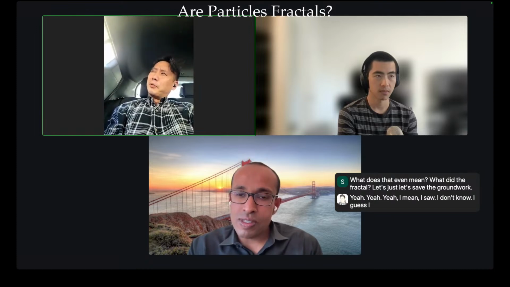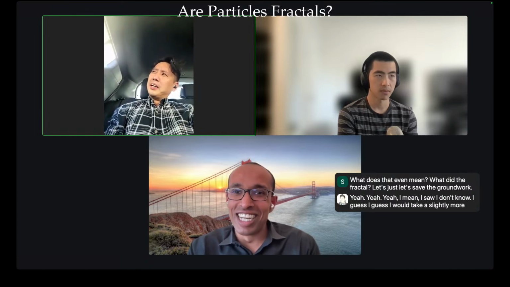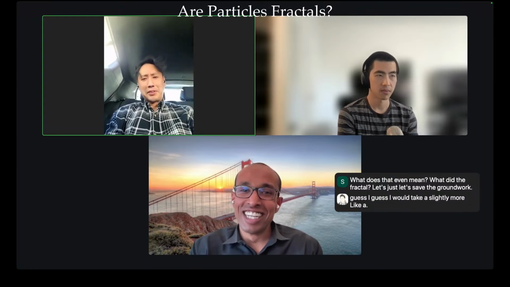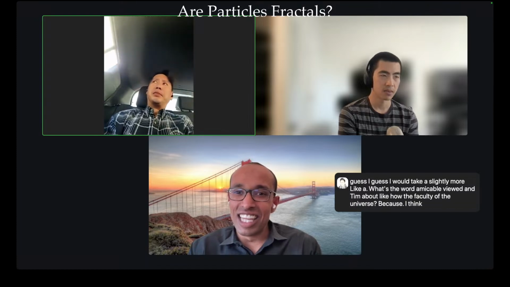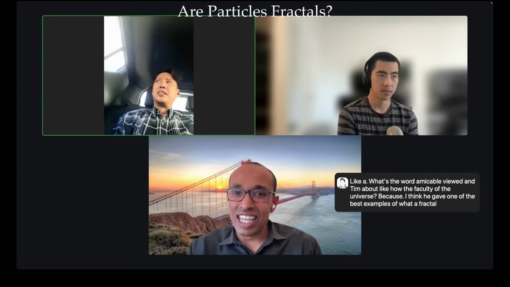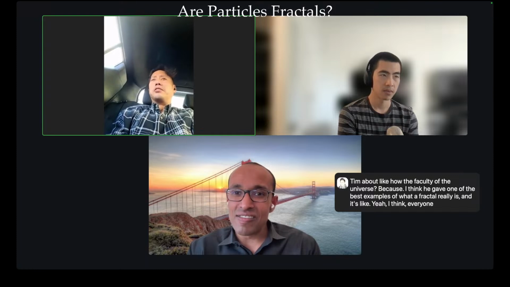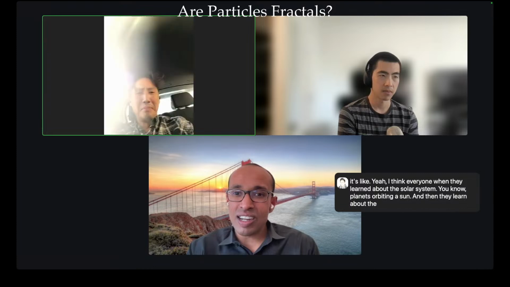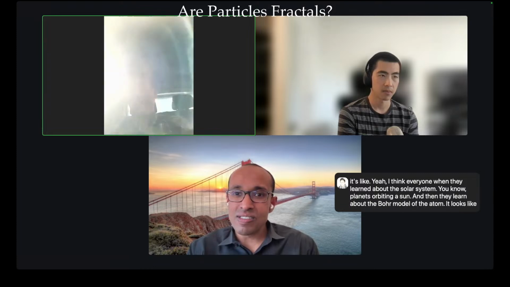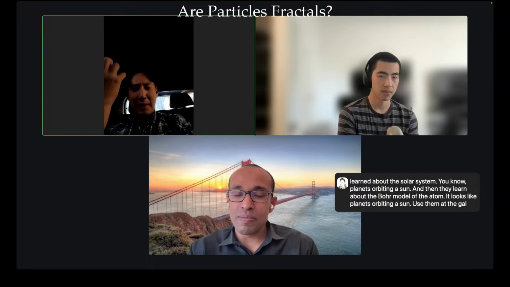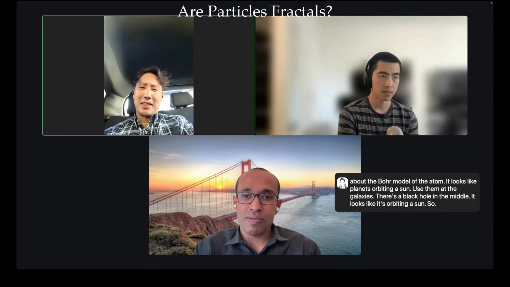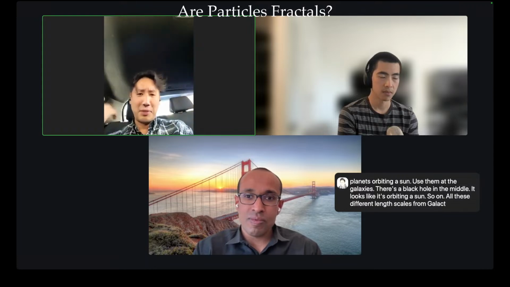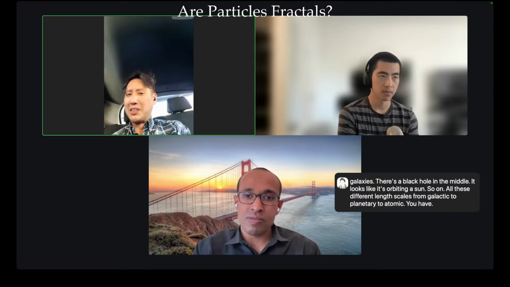Yeah. I don't know, I guess I would take a slightly more amicable view than Tim about the fractal nature of the universe, because I think he gave one of the best examples of what a fractal really is. I think everyone, when they learned about the solar system, planets orbiting a sun, then learned about the Bohr model of the atom, it looks like planets orbiting a sun. You zoom out to galaxies, there's a black hole in the middle. It looks like planets orbiting a sun. So on all these different length scales, from galactic to planetary to atomic, you have structures that look the same.